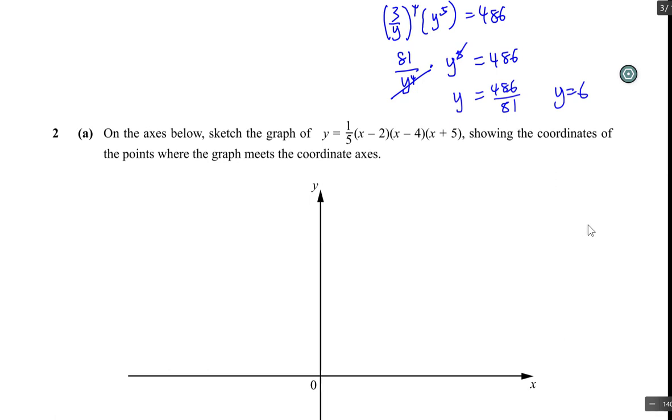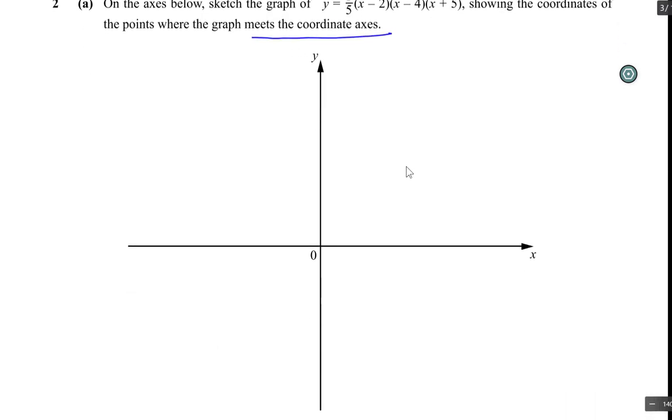On the axis below, sketch the graph of y equals 1 over 5, (x minus 2), (x minus 4), and (x plus 5), showing the coordinates of the points where the curve meets the coordinate axes. That means you need to show the x-intercept and y-intercept at the same time. If I want to show the x-intercept, it's quite easy. I will just make y equals 0.